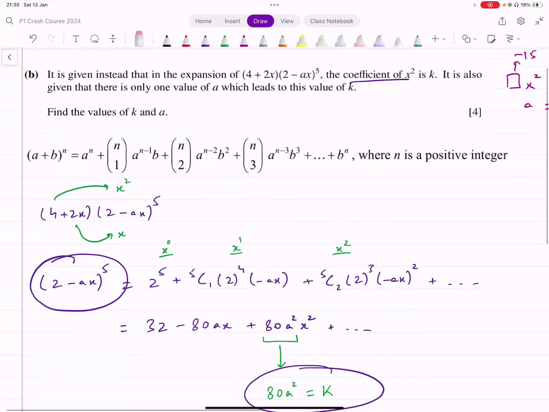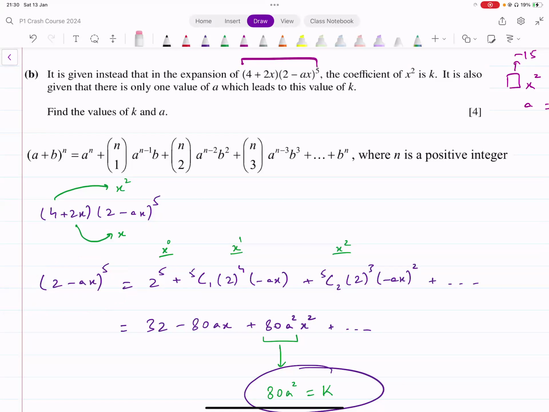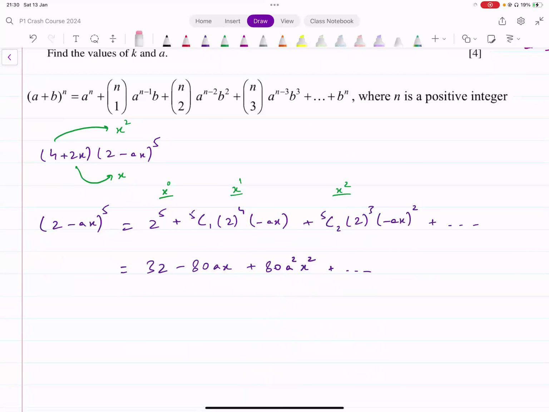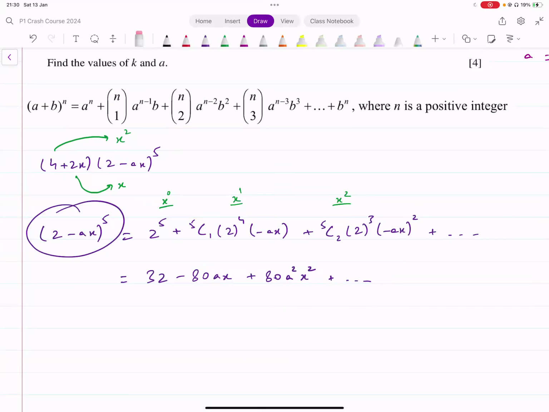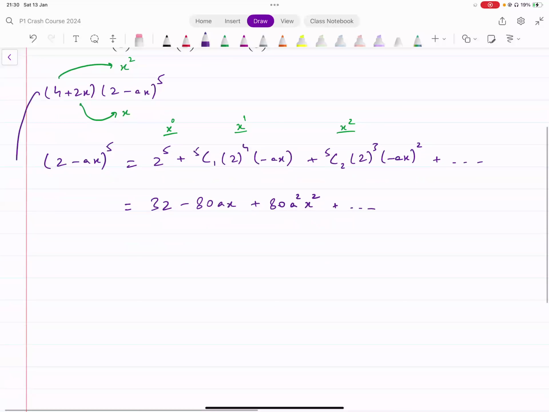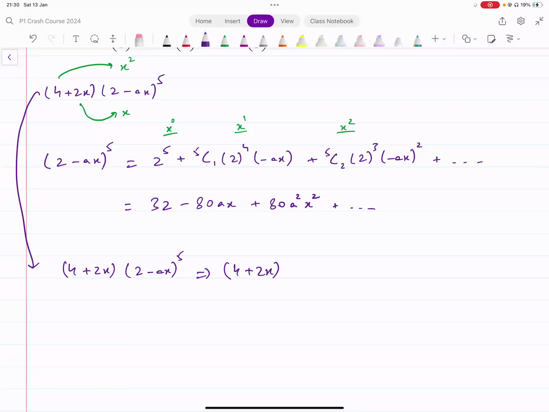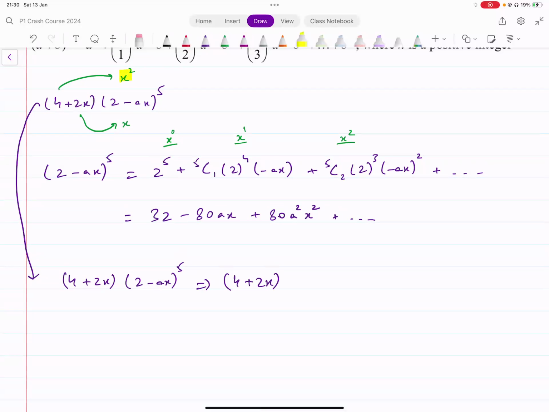They are talking about the coefficient of x squared in this expansion. So we haven't done that yet. So this is not k yet. This is this expansion for now, right? Now we need to use this thing. This is 4 plus 2x multiplied by 2 minus ax whole raised to the power 5. What does that turn out to be? Remember what we needed? We needed the x squared term and the x term. Just focus on that. The x term is minus 80ax and the x squared term is 80a squared x squared.